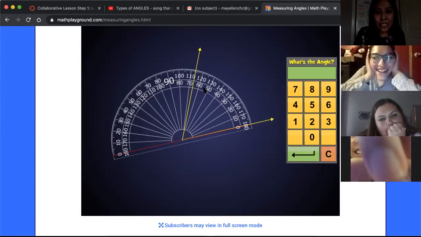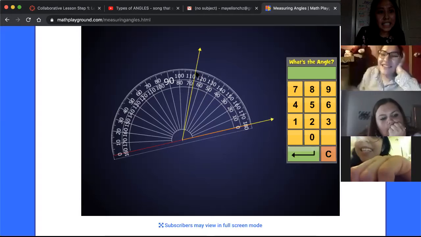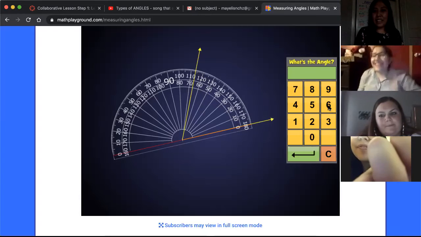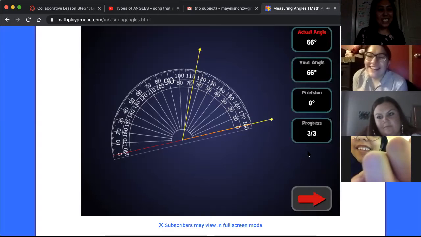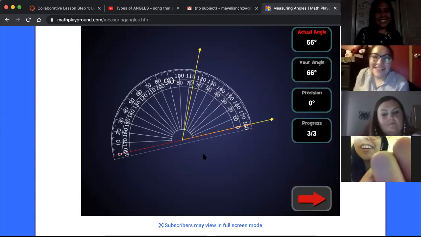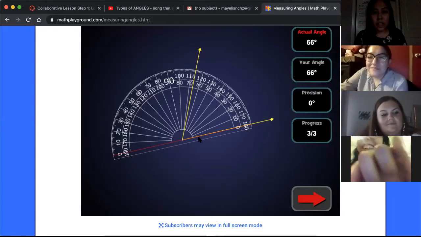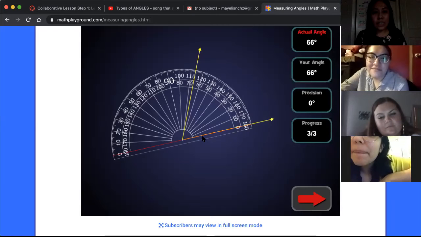Okay, so let's count it together. Let's go to 60. Then we have 65 and 66. 66. Oh, man. Okay, so let's try 66. Good job, guys. I got confused, teacher. Yes, okay, so we have to make sure that the bottom part is always lined up with either this side or this side. Now, if we do it on this side, we have to make sure we start at 0. And then if we line it on this side, we have to make sure we start at 0 on this side.